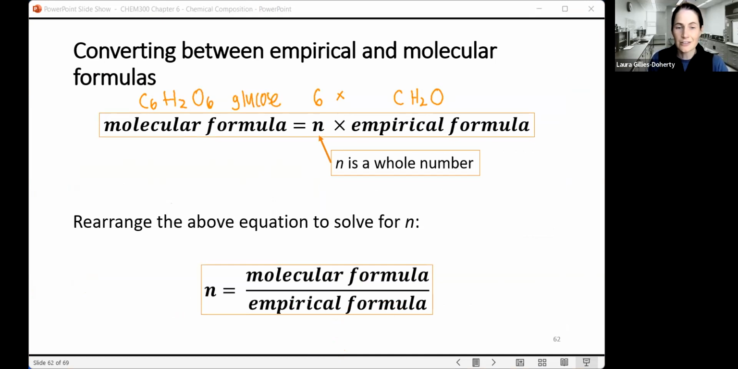We can rearrange this equation to solve for N. So if you take the molecular formula divided by the empirical formula, C6H12O6 divided by CH2O, we get that there's a ratio difference of 6 between each of these. 6 divided by 1 is 6, 12 divided by 2 is 6, and again, 6 over 1 is 6. So N, the multiplier between the empirical formula and the molecular formula for glucose, is 6.